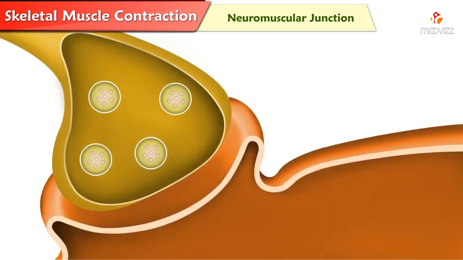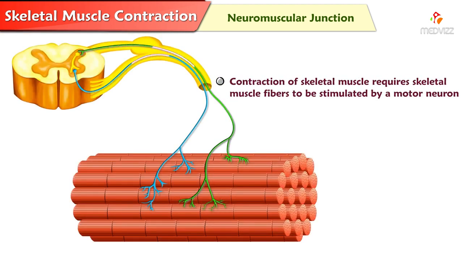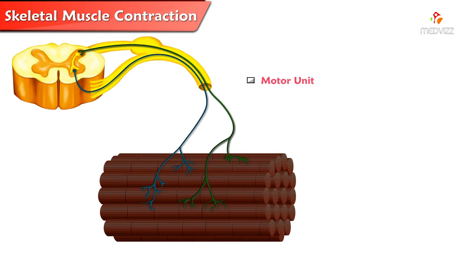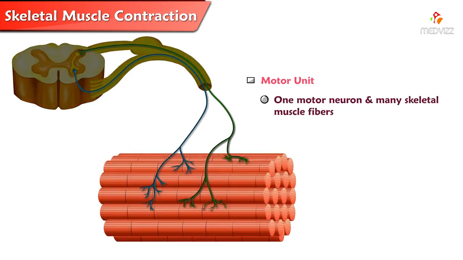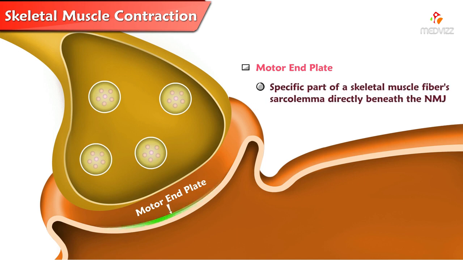Skeletal muscle contraction. Neuromuscular junction. The neuromuscular junction is the site where a motor nerve fiber and a skeletal muscle fiber meet, also called a synapse. In order for a skeletal muscle to contract, its fibers must first be stimulated by a motor neuron. A motor unit is one motor neuron and many skeletal muscle fibers. The motor end plate is the specific part of a skeletal muscle fiber's sarcolemma directly beneath the neuromuscular junction.